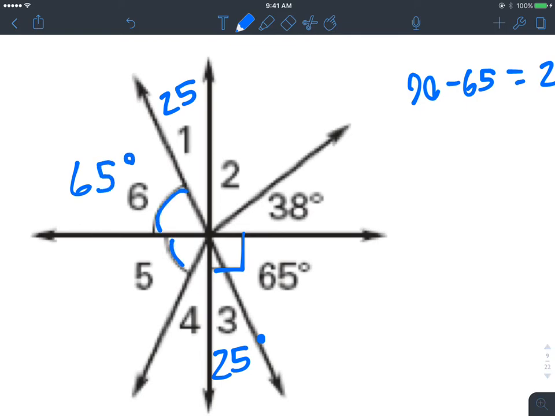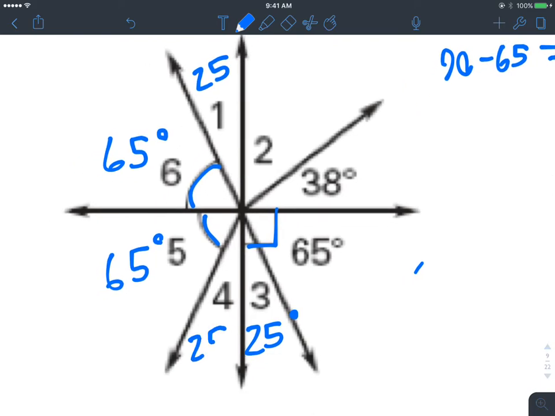They mark these with the little hoops there. They mark those two angles 6 and 5 congruent. So 5 has to be 65 as well. So then therefore, angle 4, if you go and subtract, you're getting 25 degrees right there.